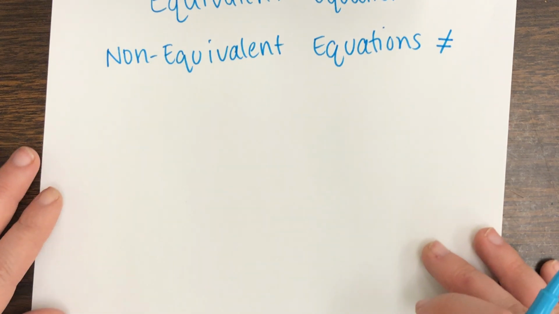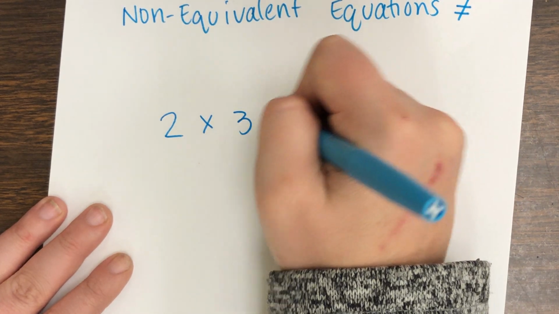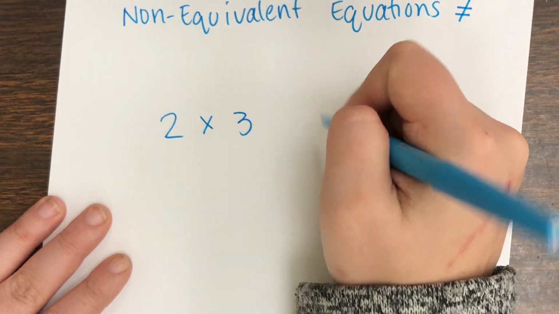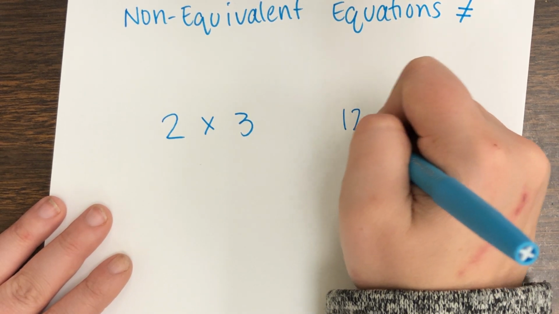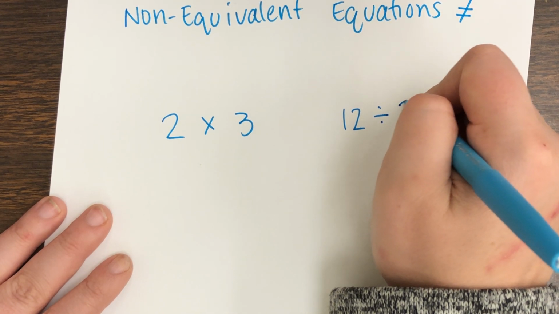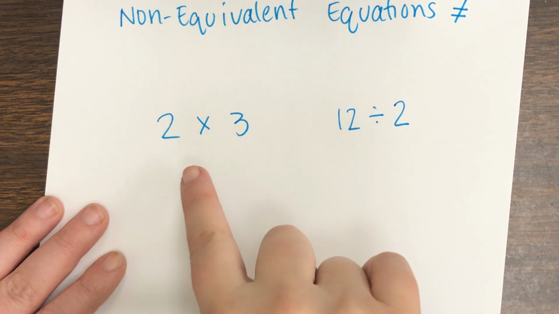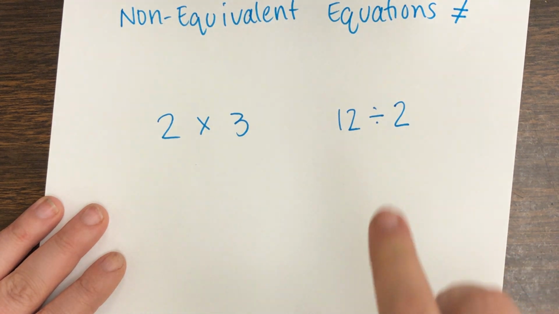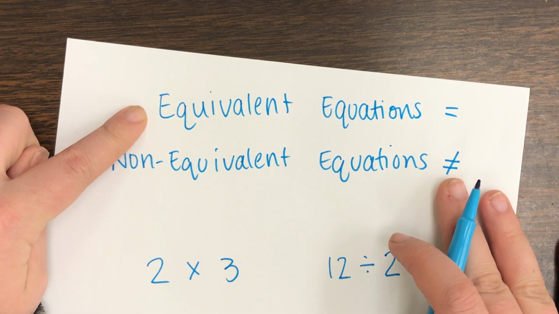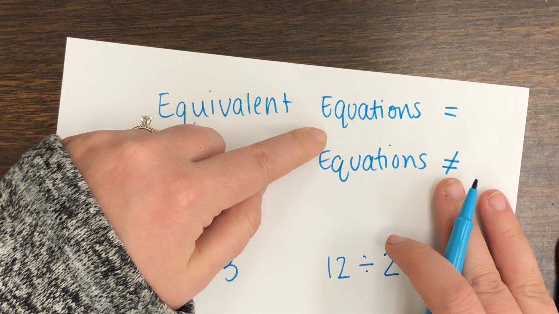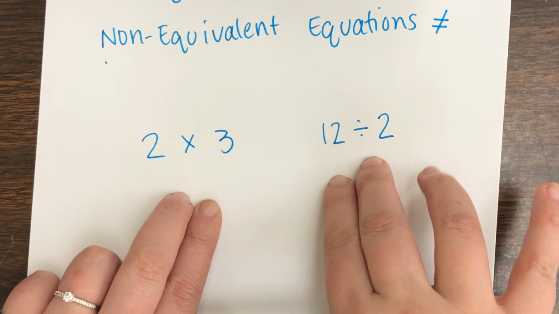So our first problem is going to be 2 times 3. We don't know if it's going to be equal or non-equal, so we're just going to leave that blank. And then we've got, let's do 12 divided by 2. Let's see if these are equivalent or non-equivalent, okay? And just as a reminder, the word equivalent is just a fancy word for equal, and the word equation is a fancy word for problem. So basically, we're trying to figure out if these two problems are equal or not equal, okay?